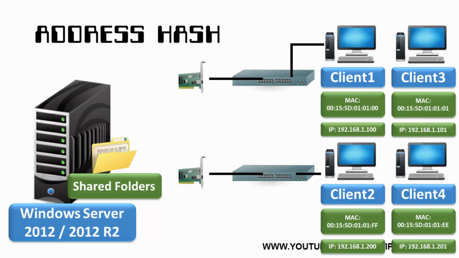As you can see, address hash is very good at dividing up TCP streams. However, it does not always guarantee the best load balancing solution. For instance, if Client 2 and Client 4 have a habit of requesting much larger files more frequently than Client 1 and Client 3, it stands to reason that the adapter assigned to Clients 2 and 4 will be more heavily utilised. Let's now take a look at inbound traffic.